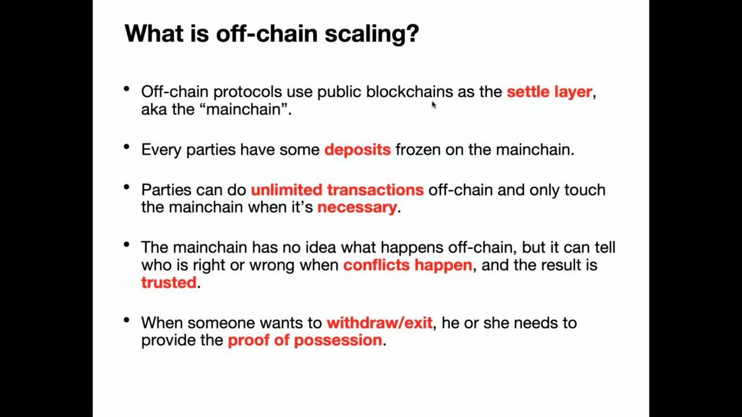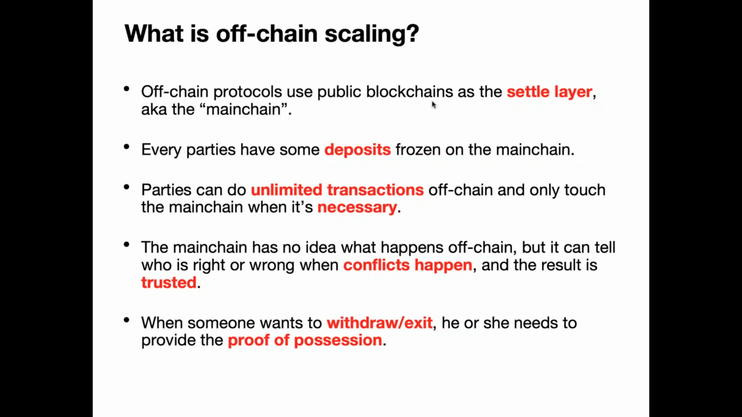And here comes the fourth sentence. The main chain has no idea what happens off-chain, but it can tell who is right or wrong when conflicts happen, and the result is trusted. This is the main idea of the first sentence, because we use the underlying blockchain as a settlement layer. So we only talk to it when conflicts happen, and we can trust the result it determines.